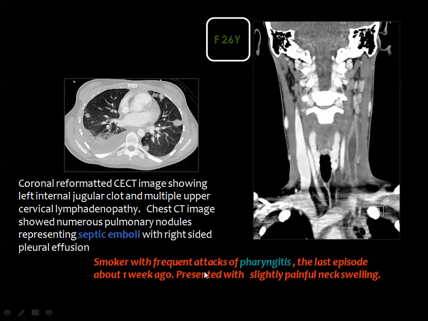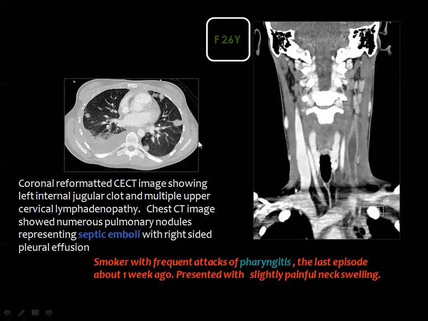course. And this is an example of a female patient, 26 years old. She had frequent attacks of pharyngitis and presented with a painful swelling in the neck. Here you can see the internal jugular vein; this is the normal vein, and this is the thrombosed one. There is a large hypodense thrombus within the lumen. You can also see some inflammatory nodes deep to the sternomastoid muscle.